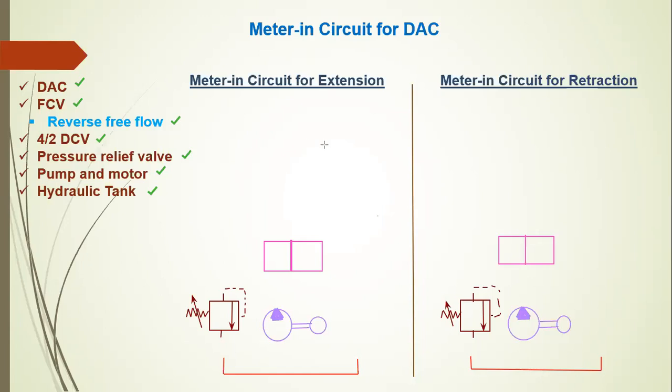Give the directions for the DCV. The first position is parallel in and out, and the second position is cross in and out.